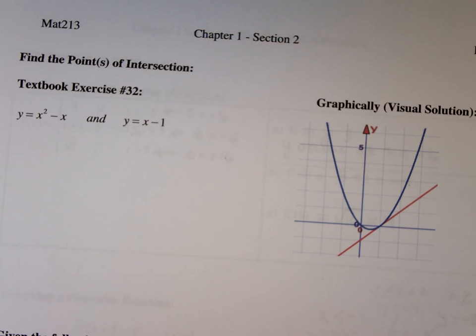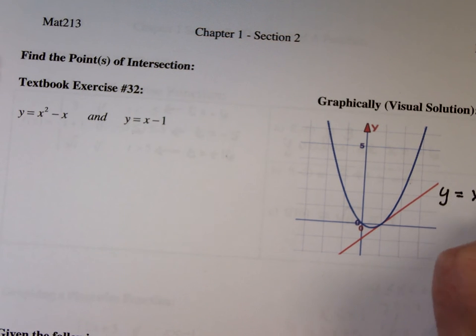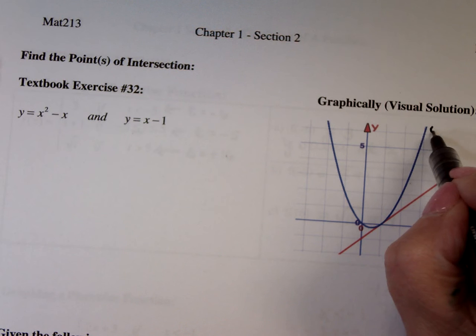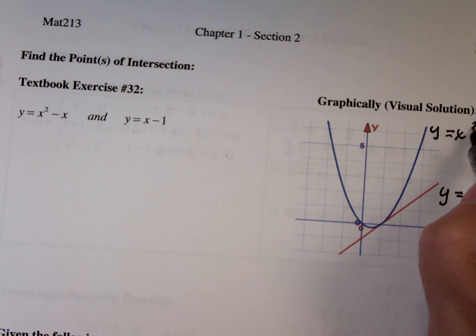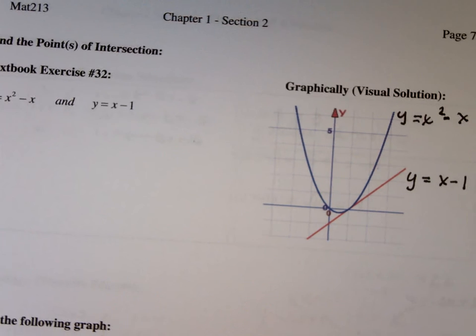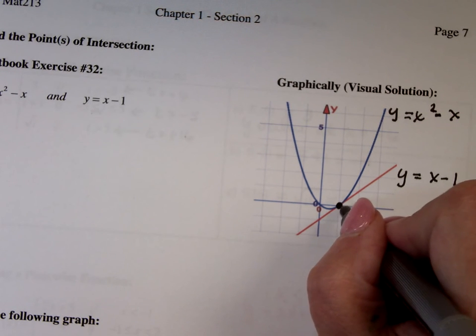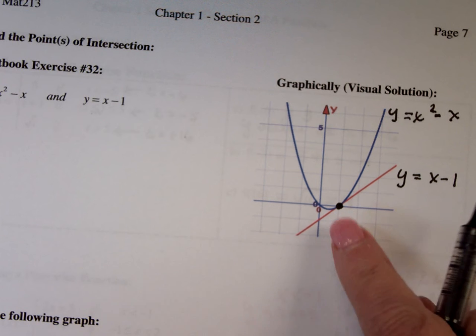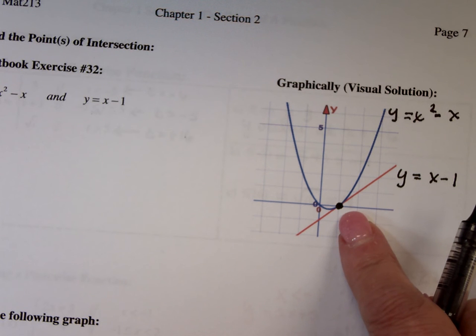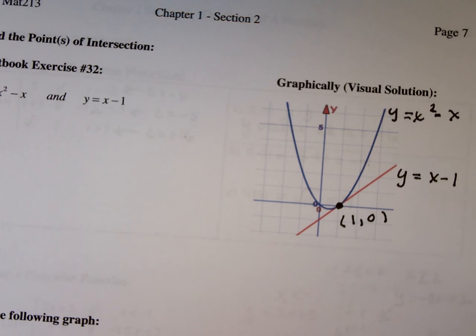This is finding the intersection points of two graphs. This is the graph of y equals x minus 1, and this is the graph of y equals x squared minus x. And where they intersect appears visually to be here, where the two graphs connect with each other. And it looks like it's x equals 1, y equals 0.